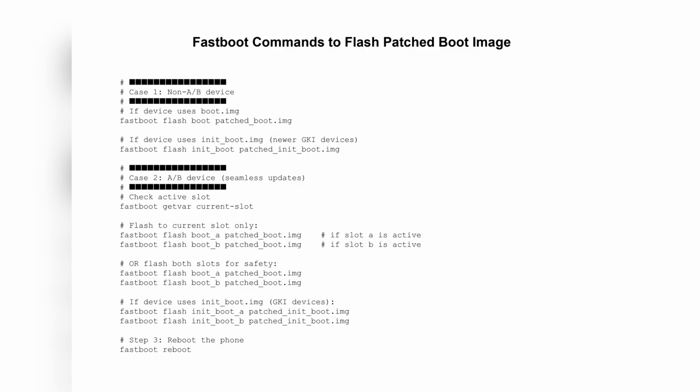On the screen, you can see all the commands needed to flash a patched boot image. For single slot devices, just use the command shown under case 1. For newer devices that use init boot, follow the init boot command written on screen. For dual slot A/B devices, it's best to flash the patched image to both slots. That way you don't have to worry about which slot is active. My device is AB type, so let's flash boot image in it.